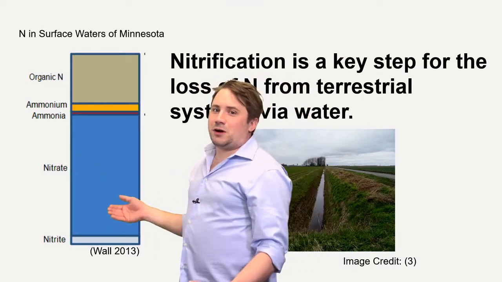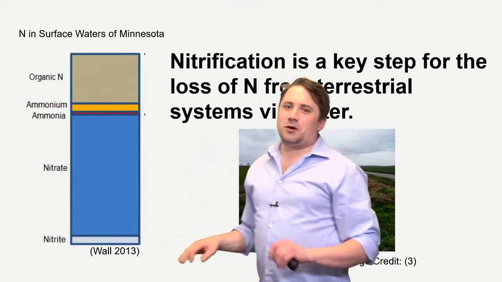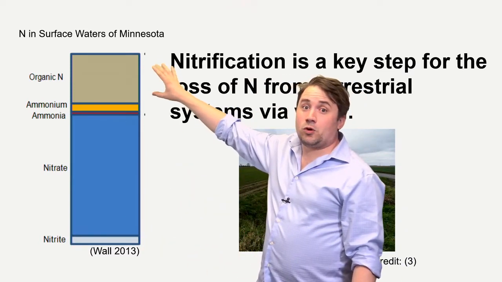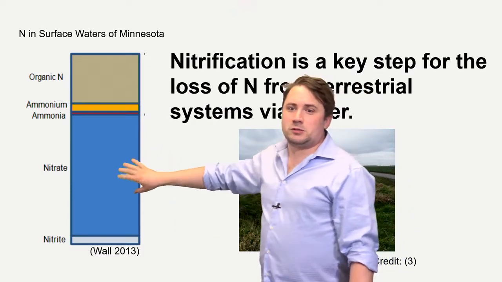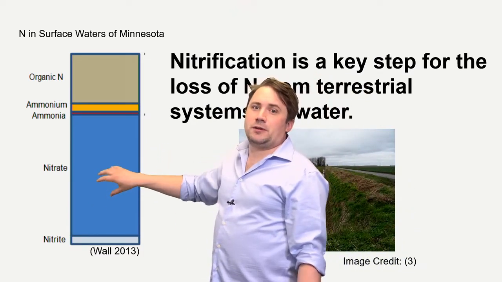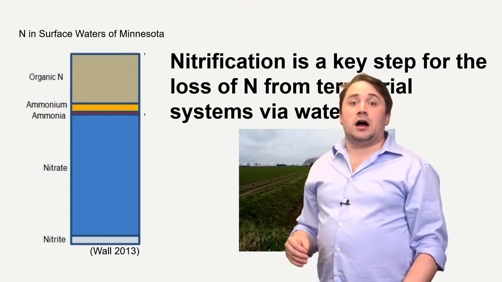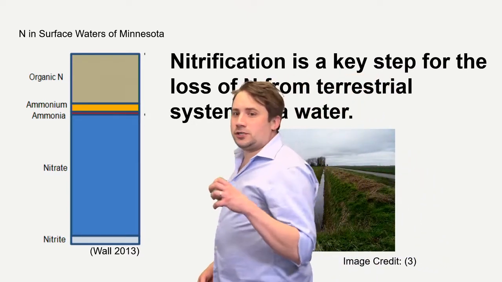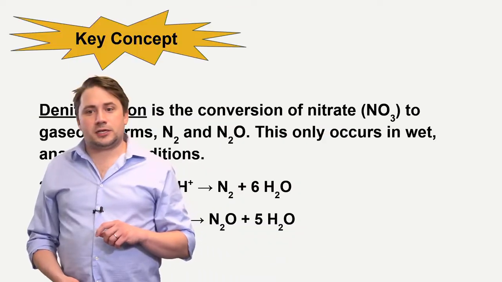In places that aren't as well fertilized as Minnesota, and Minnesota is a very well fertilized place, this organic nitrogen term will become comparatively more important. But in many to most places around the world, you have nitrate being the dominant form of nutrient loss from terrestrial ecosystems. So that's why nitrification is so central to the nitrogen cycle.